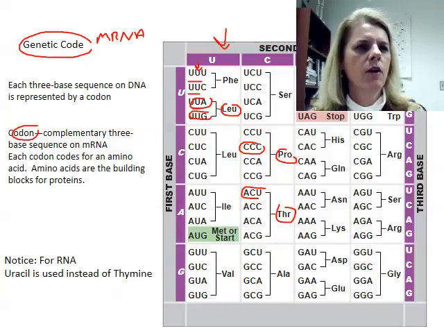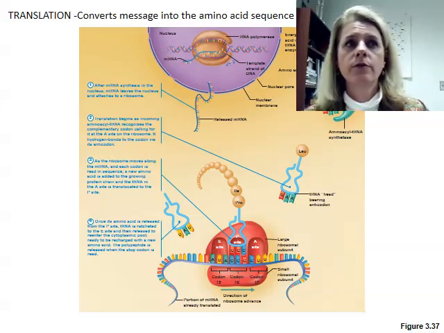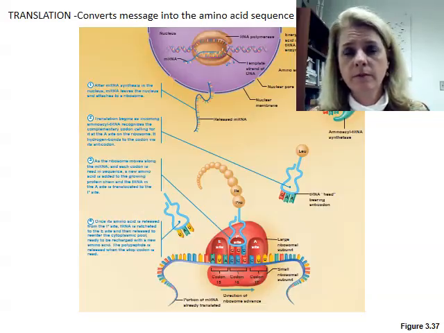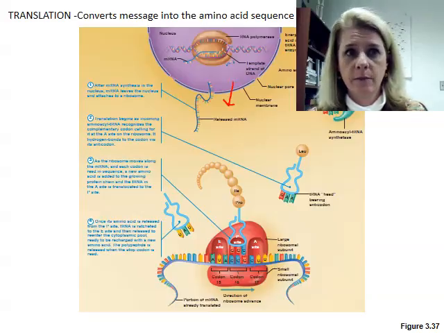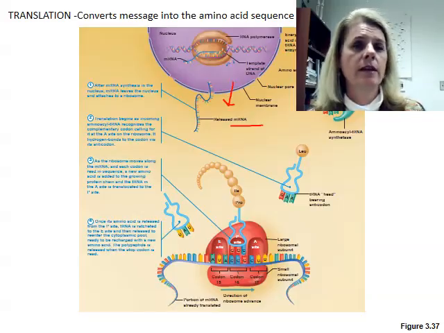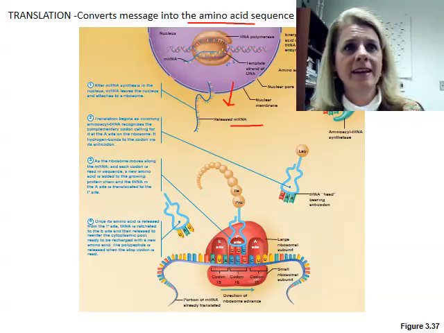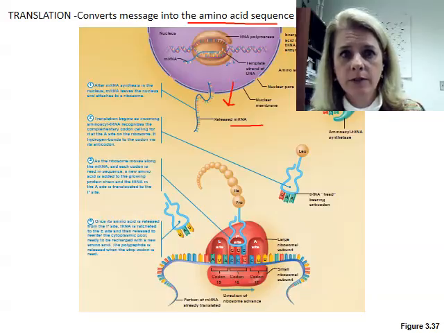All right, so again, for RNA, we've made our template. So we've transcribed, we've got a copy of our DNA in the form of mRNA, and that is now going to leave the nuclear envelope and go out into the cytoplasm. This is our mRNA. Now we need to translate it. We need to convert that message by linking amino acids together to make a protein.